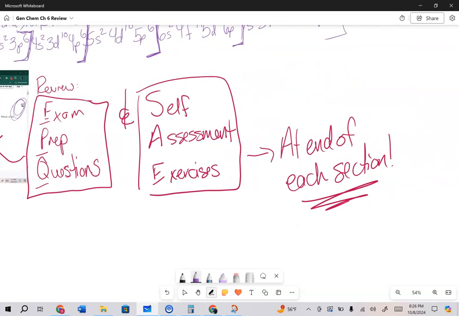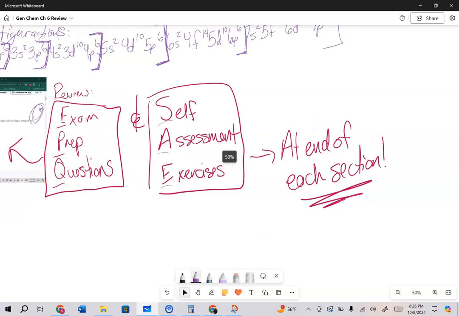At the end of each section, there are also these self-assessment exercises, or SAE questions, that you can answer, and those also give you your answers, so you can answer them and see if you got it right or wrong. Okay?